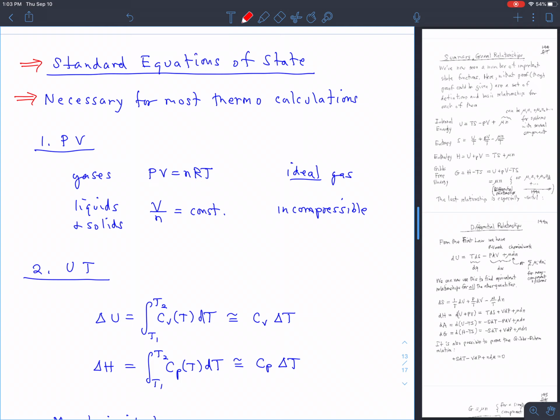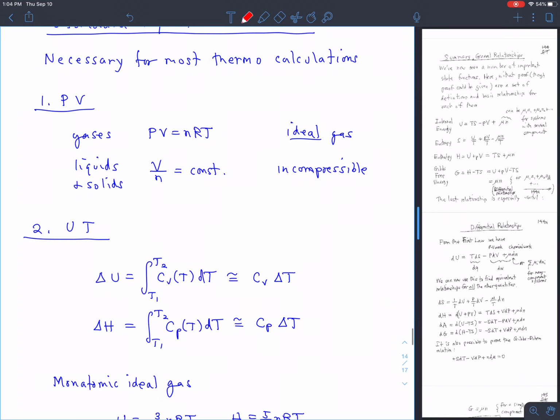You need an equation of state, maybe more than one equation of state, pretty much every time you do a thermodynamic calculation. So what are the standard ones? Bear in mind that there are other ones. I'm not giving you all the possible equations of state because there's practically an infinite number of them. But this is the set that's probably sufficient for pretty much everything we're going to do in this class. So if you don't remember anything else from this lecture, remember this list of standard equations of state.